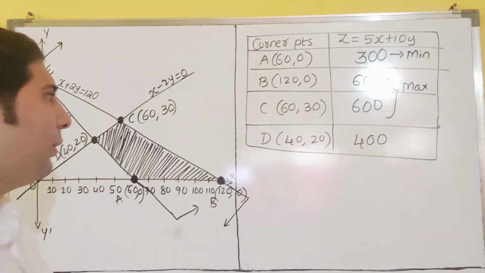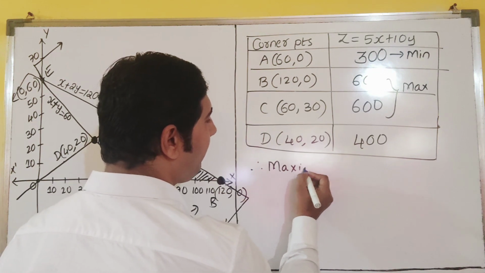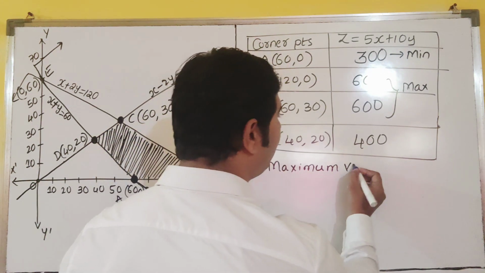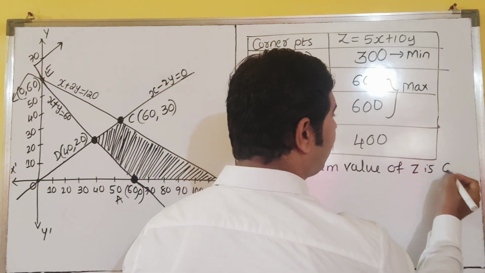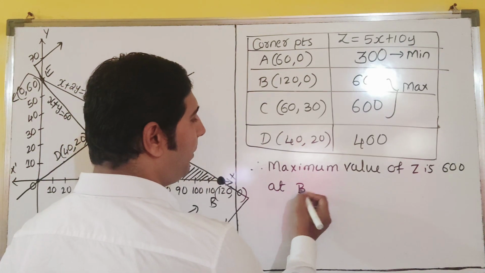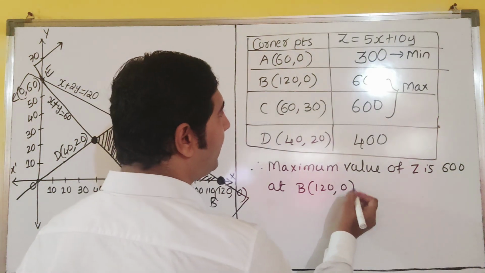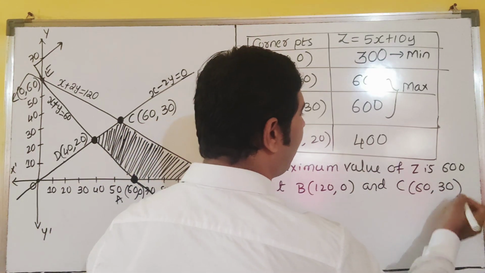So then you have to conclude this one. Therefore, maximum value of z is 600 at what? B 120, 0 and C 60, 30, dear students.